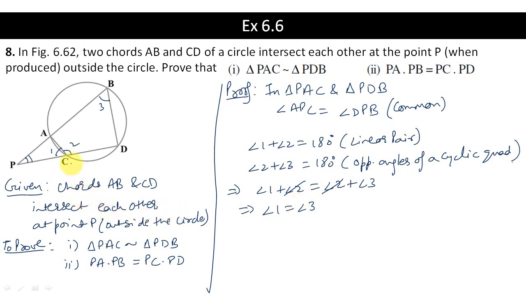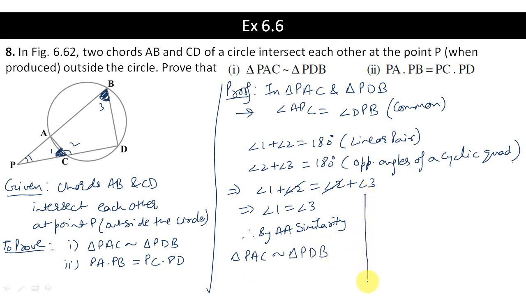So this angle 1 is now equal to angle 3. So if angle 1 is equal to angle 3, this was the first condition and now this is the second condition. Therefore by double A similarity, triangle PAC will be similar to triangle PDB.